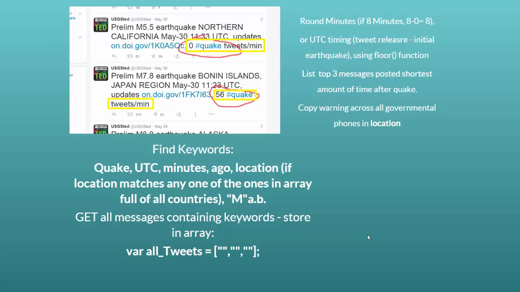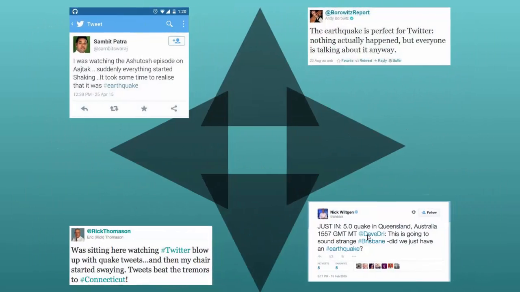After that, we're going to list the top 3 messages posted in the shortest time after the quake, and we're going to copy the warning from those tweets across all governmental phones within the specific radius of the earthquake wave. And so that's how we'll use social media like Twitter or Facebook to warn users of an earthquake.